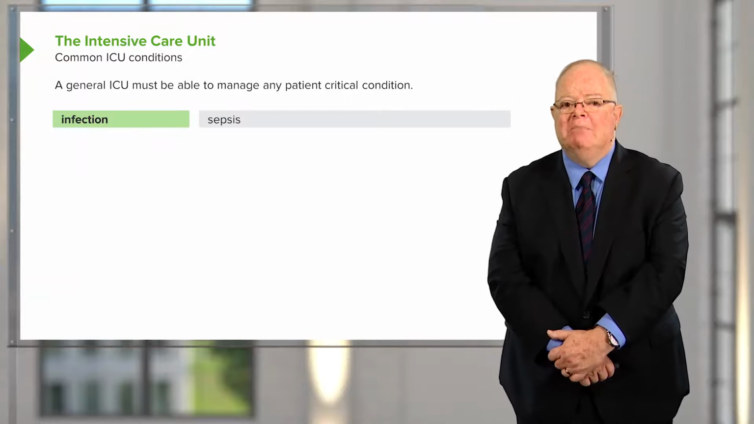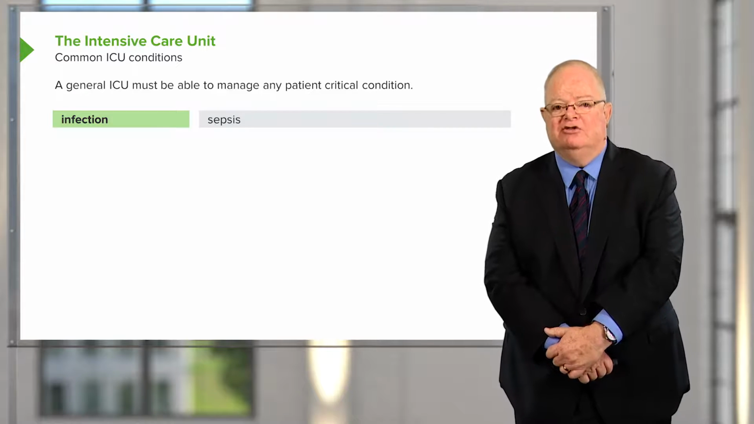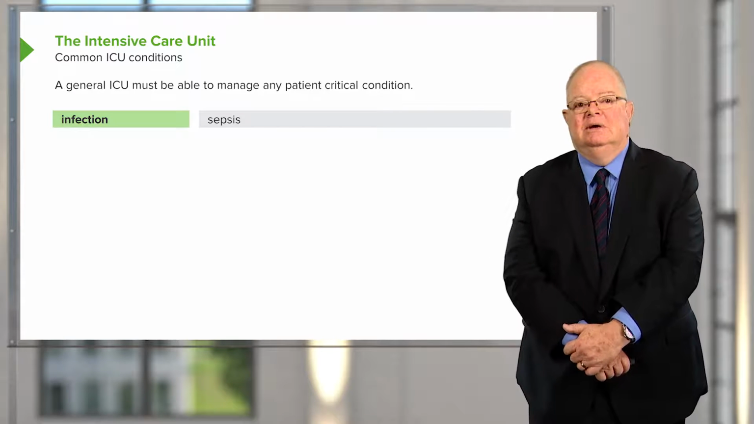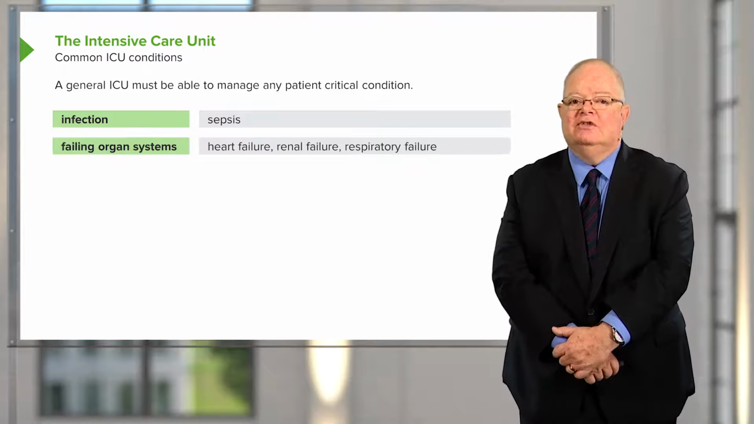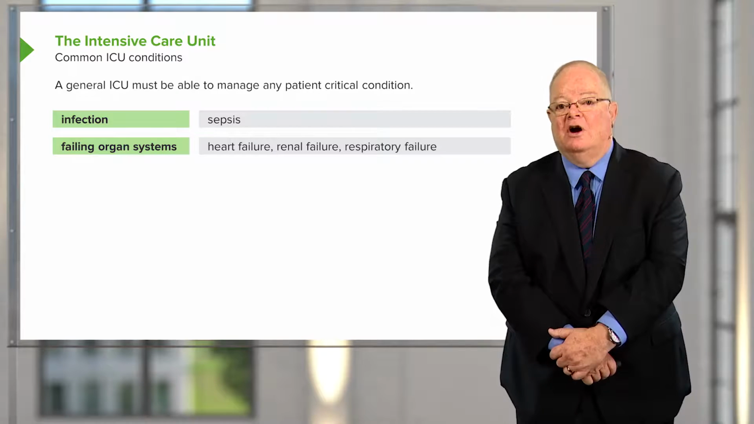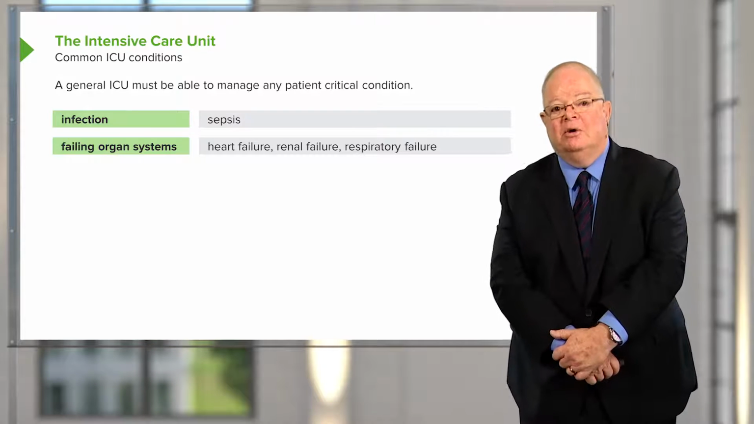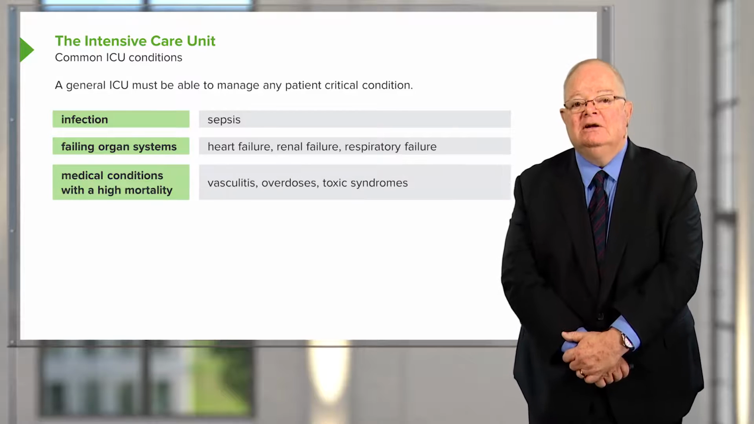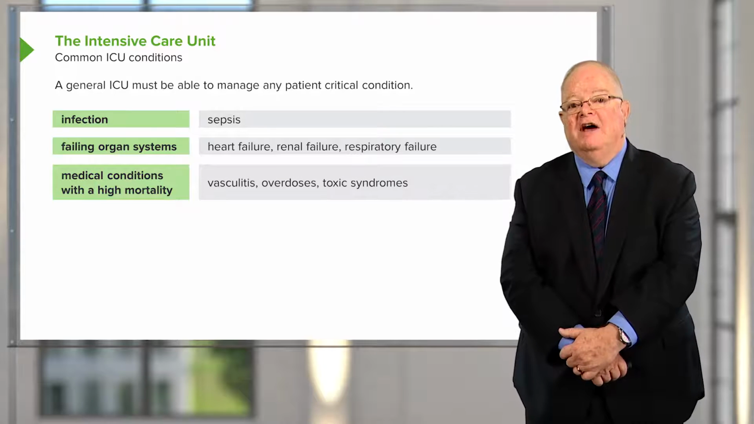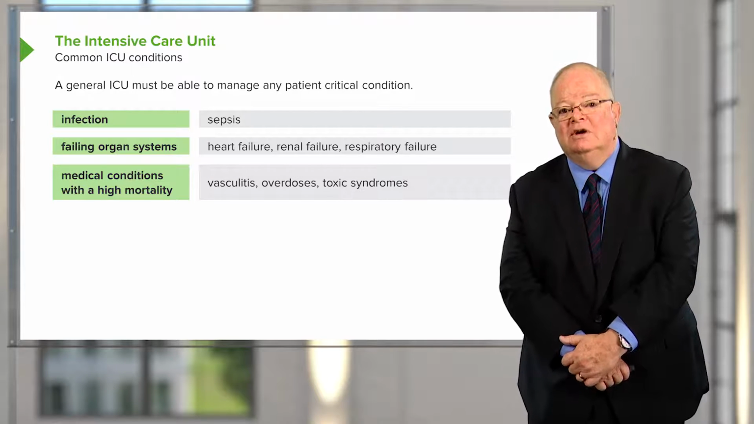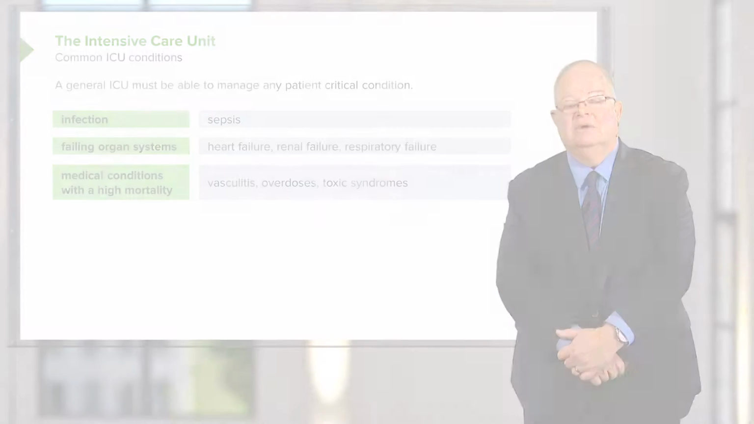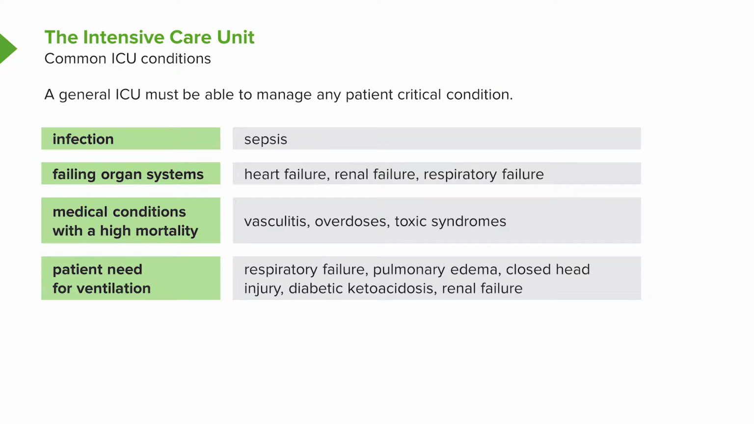So infection is a major reason to admit patients to the ICU. Failing organ systems is a second reason for admitting patients: heart failure, renal failure, respiratory failure, and medical conditions with high mortality, such as vasculitis, overdoses, toxic syndromes. Patients in need of ventilation, respiratory failure, pulmonary edema, closed head injuries, diabetic ketoacidosis, renal failure again, and other major system disease.